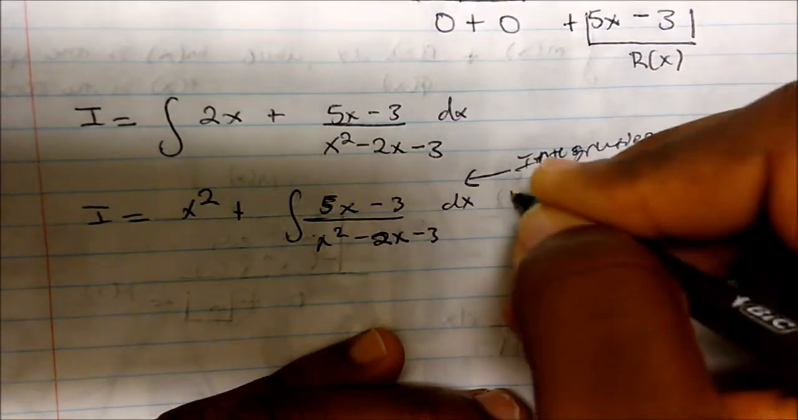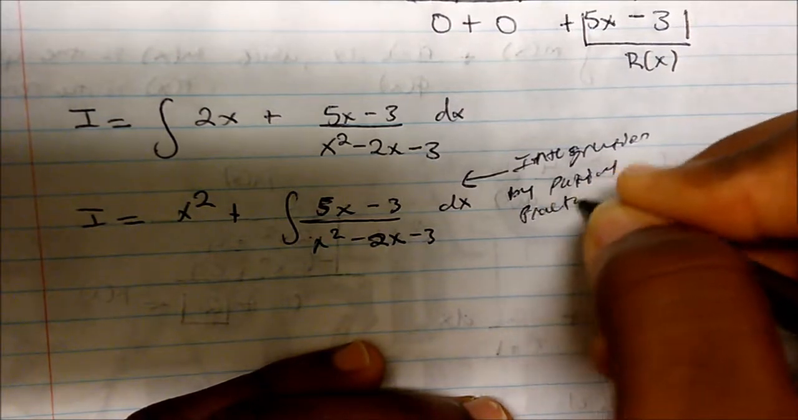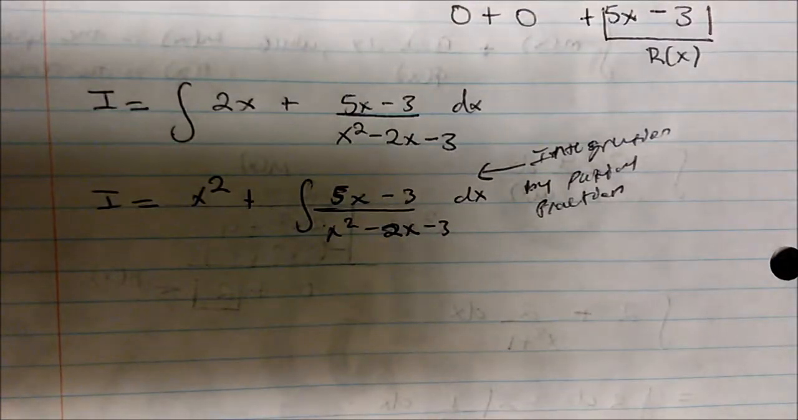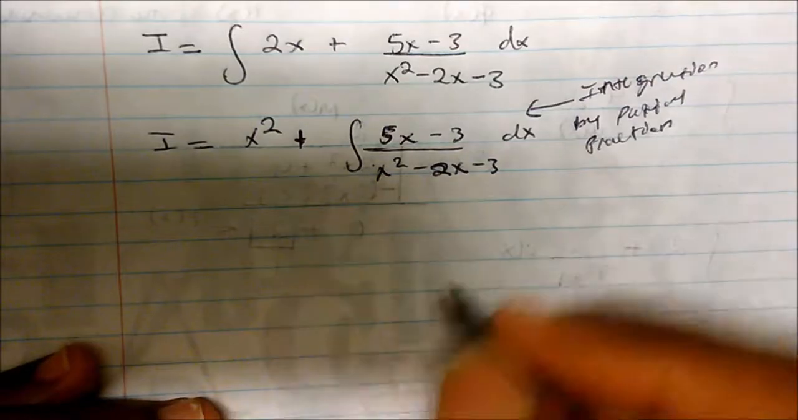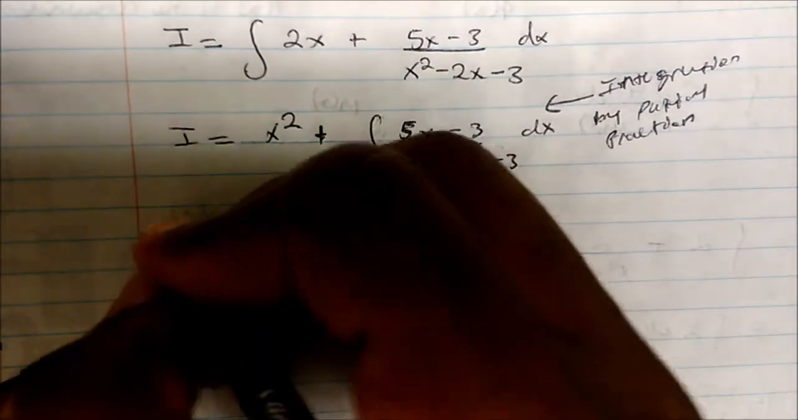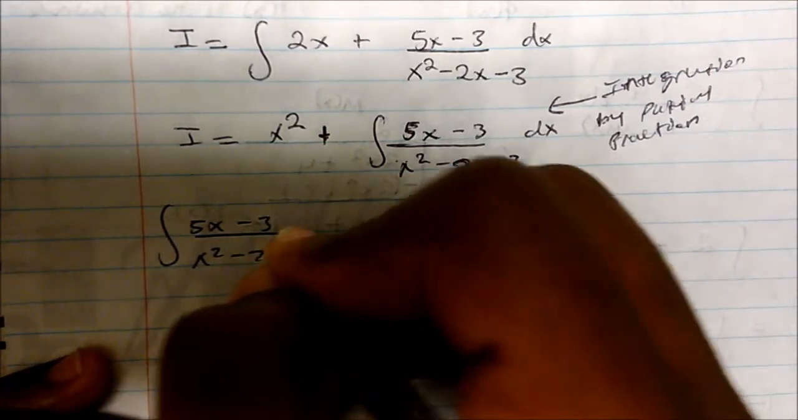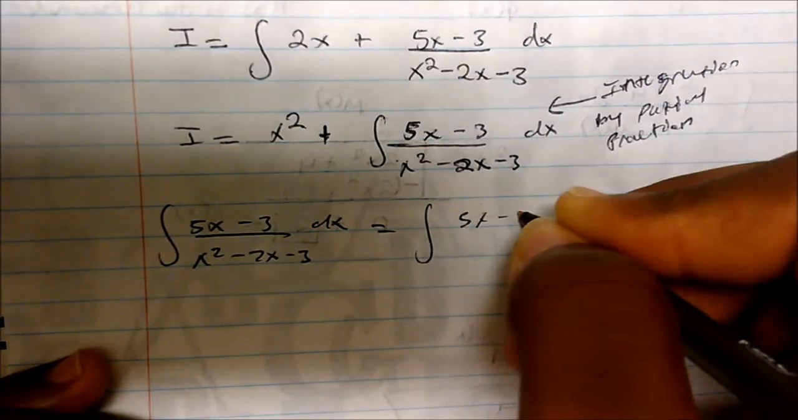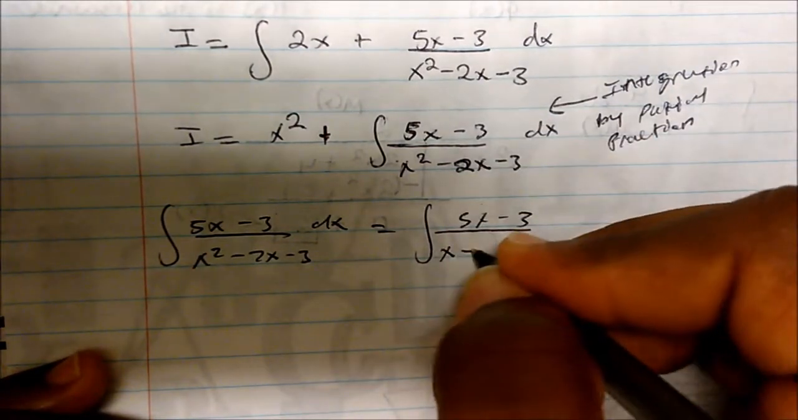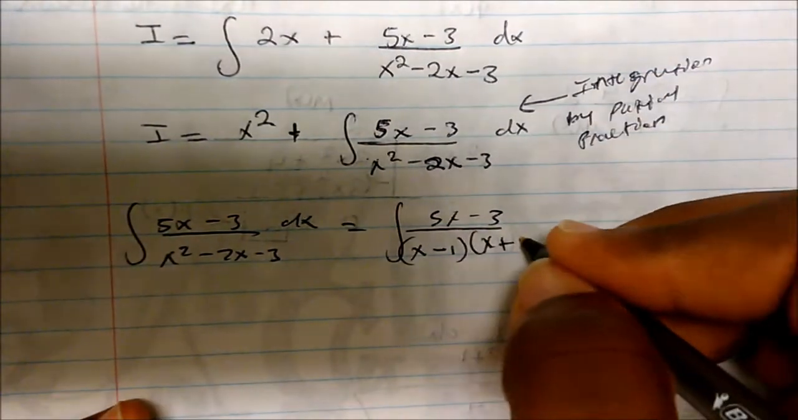integration by partial fractions. Okay, and as you can see, my factors, in fact, and I'm not going to do it, but if I'm just looking at this part of the integral, then this becomes the integration of 5x minus 3 over x squared minus 2x minus 3 dx. And notice that my factors are 5x minus 3 over x minus 1 times x plus 3.